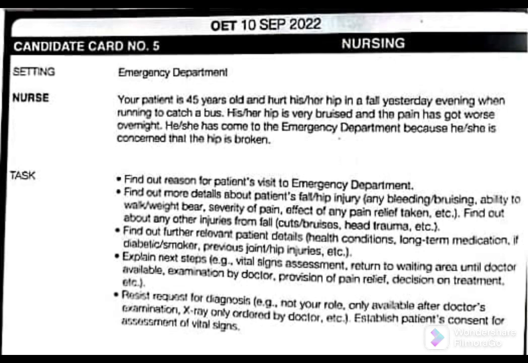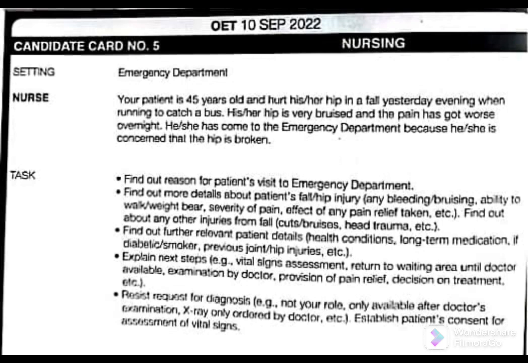Then the next task is resist request for diagnosis, because it's not your role and only available after doctor's examination. X-ray only ordered by doctor. Then we can tell that, Mr. George, I can truly understand your concerns, but I am sorry to tell you that I am not the right person to tell you the diagnosis, and it's only available after doctor's examination, and only doctor has the authority to order an X-ray. After X-ray only we can confirm whether you have a fracture or any other problems.